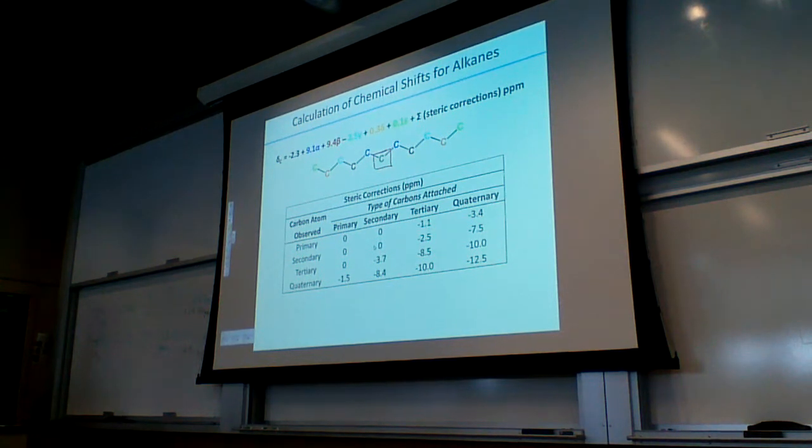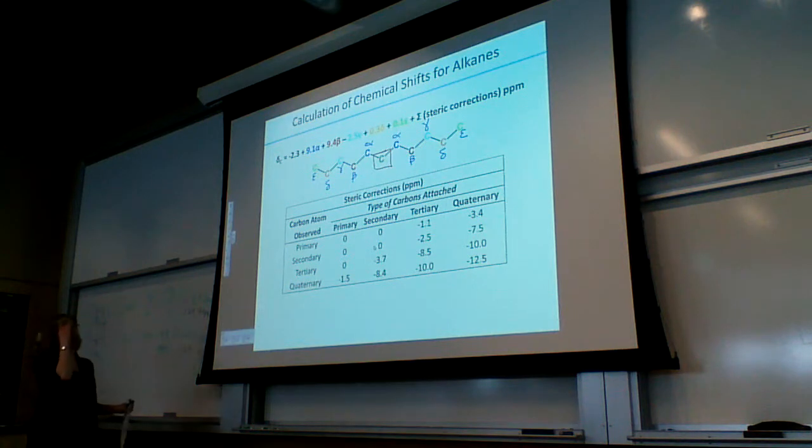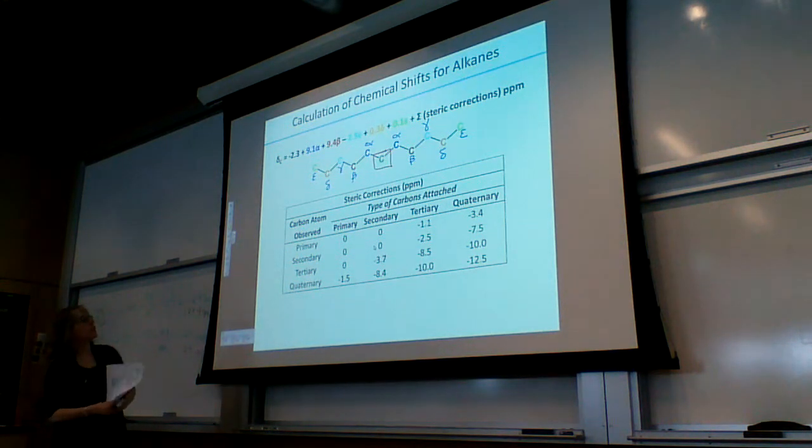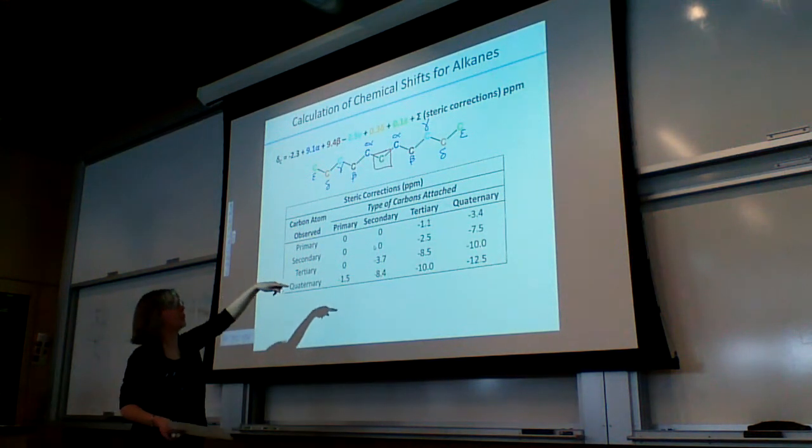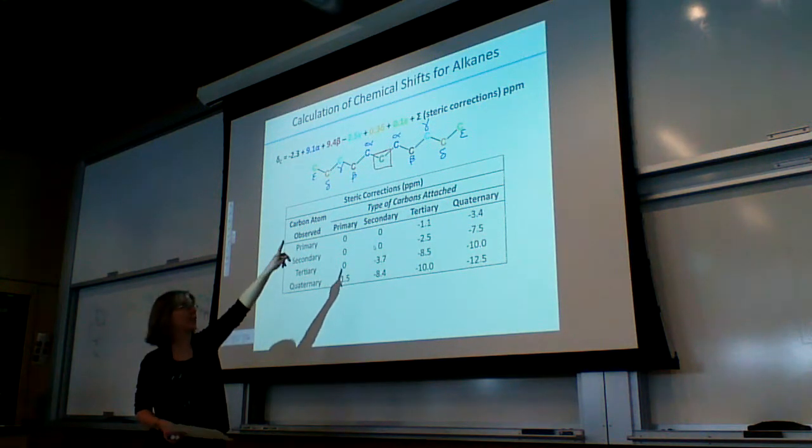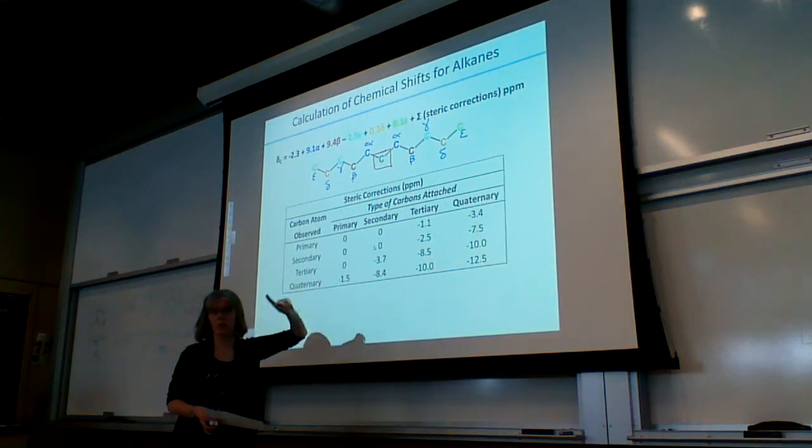And then we're going to list our alpha, beta, gamma, delta, epsilon, just going away from it, basically counting how far away from that system we are. And we'll use this to do calculations. You can see there's a slight correction for how many alpha carbons you have, then a correction for how many beta carbons you have, gamma, delta, epsilon. And then there's what's called the steric corrections, which we'll use this table for, but it'll be better when we go through a calculation.